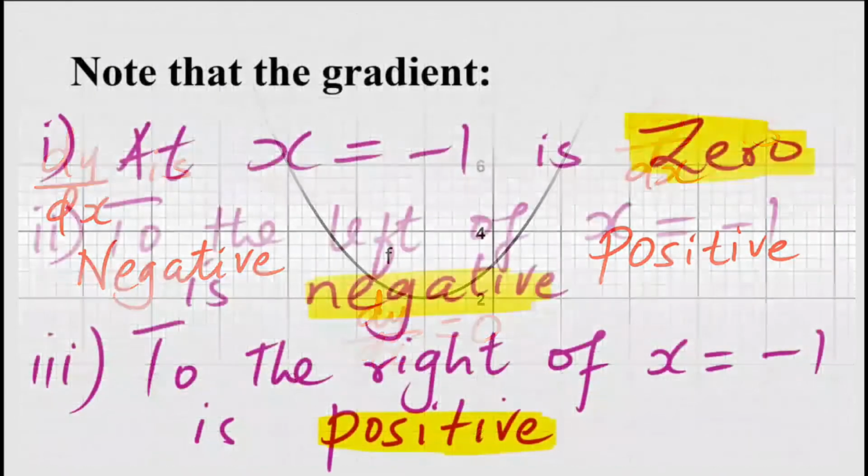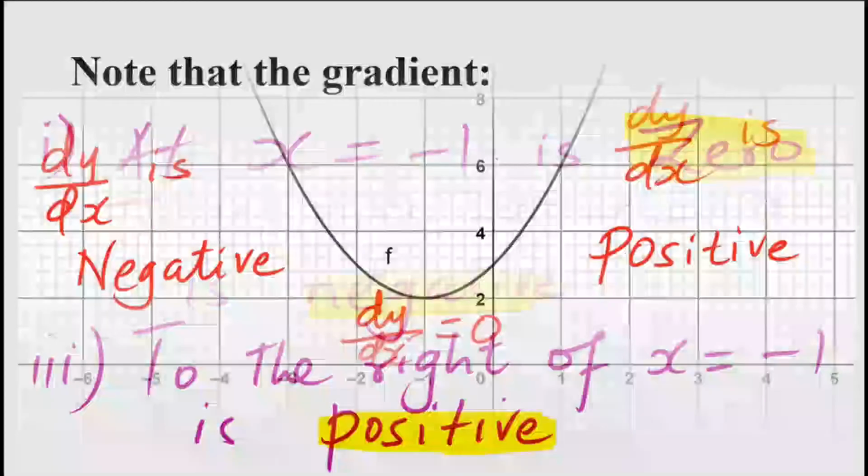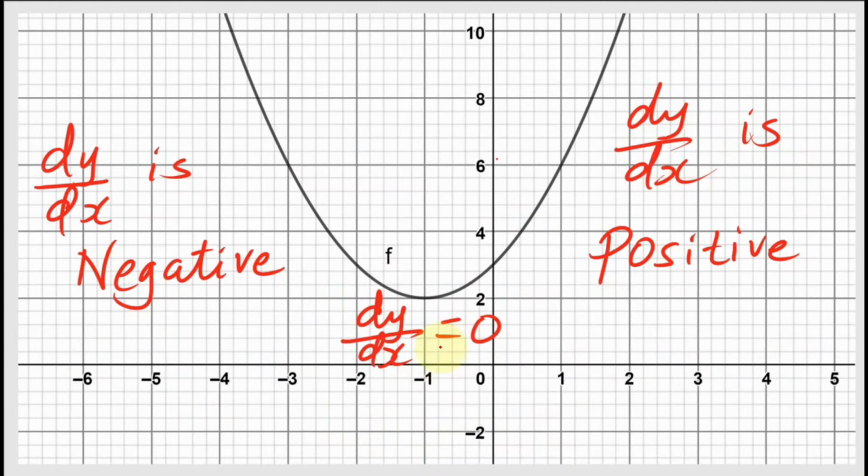So the next thing is just the same thing as we have noted in the previous slide, that at x equals -1, the gradient is 0. To the left of x equals -1, it is negative. Then to the right of x equals -1, it is positive. You can just go back and see that. So you can see at this point, x equals -1, the gradient at this point is 0. To the right, the gradient is positive. Then to the left, the gradient is negative.